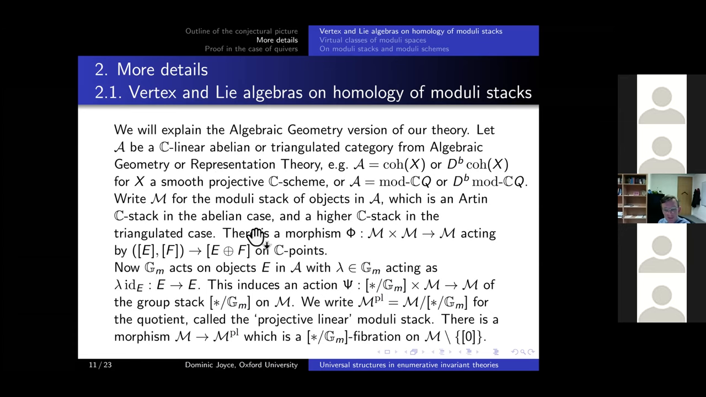There is a morphism Φ going from M × M into M, which acts by direct sum on objects in your category. So G_m acts on objects E in A by rescaling each object by a multiple of the identity. In the world of stacks, this gives you an action Ψ of [pt/G_m] × M into M, of the group stack [pt/G_m] on M. This is not the same thing as a G_m action. This is a completely stacky phenomenon. It's a bit like saying we have an action of BG_m on M. So the projective linear moduli stack is a quotient of M by this group stack, and there's a morphism from there to there, which is a [pt/G_m] fibration except over zero.